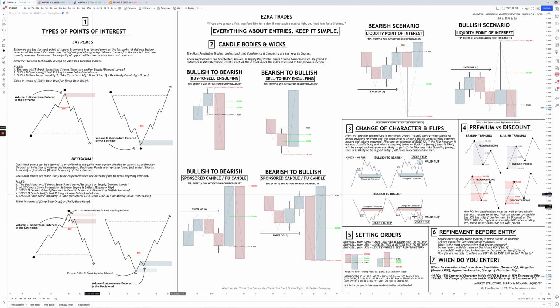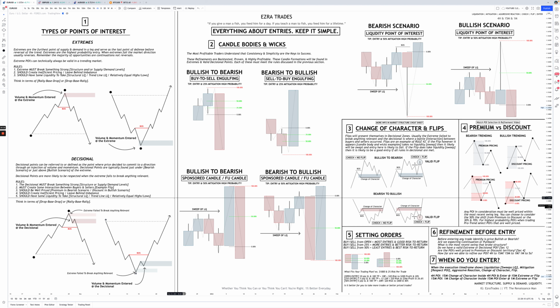The other thing is we should have some liquidity to take: structural liquidity, trendline liquidity, or relatively equal highs or lows. That's going to make the likelihood of probability of success much higher.